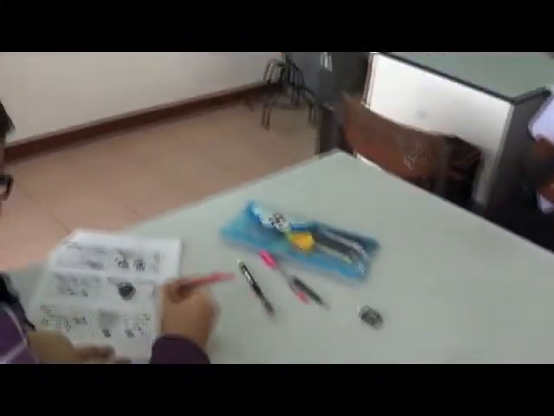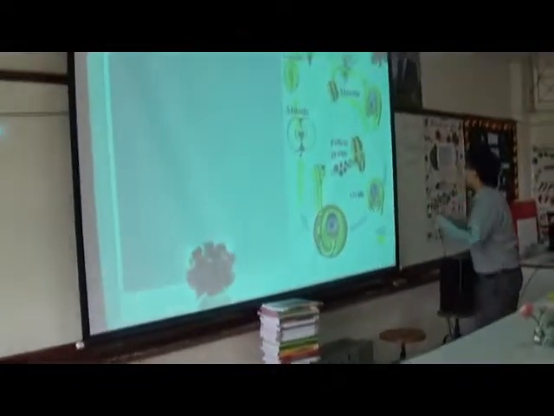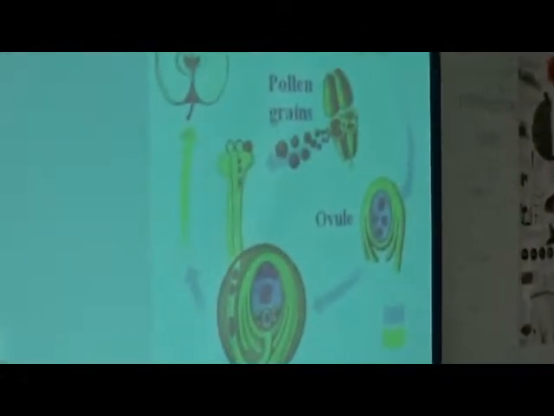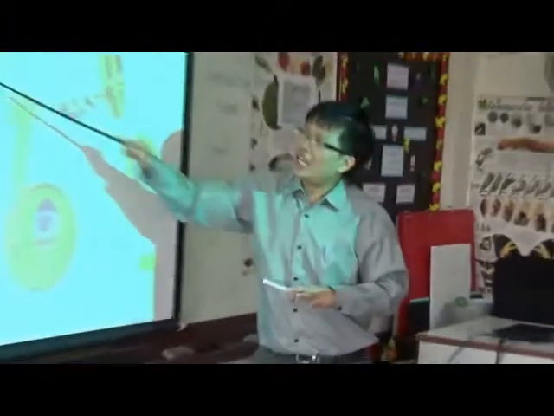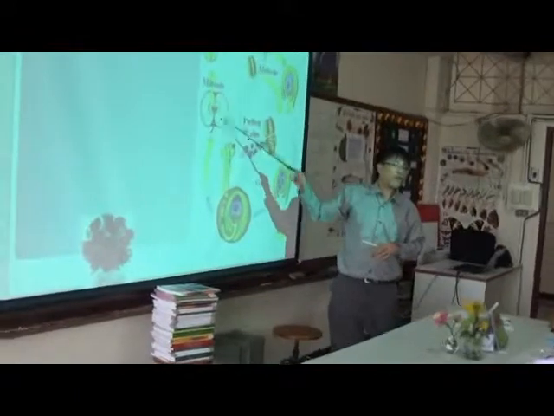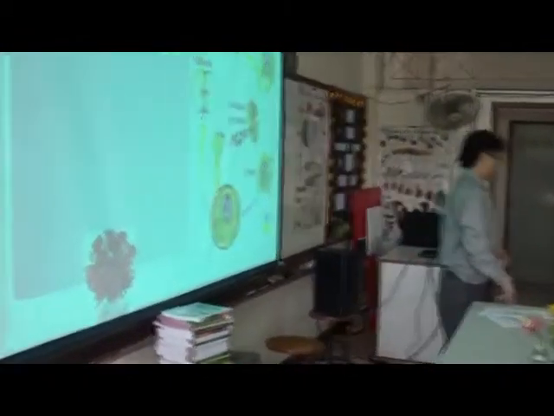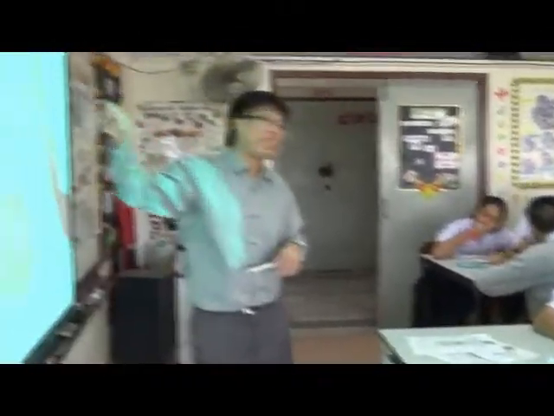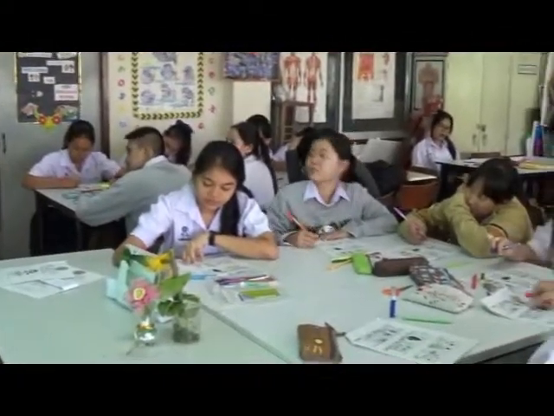To produce seed, this seed, this fruit, seed. S-E-E-D, seed. That's called in Thai, Malay. The seed, inner fruit, okay? Fruit is called in Thai, Polamai. Okay. That's a picture of seed and fruit. Okay? Seed and fruit.